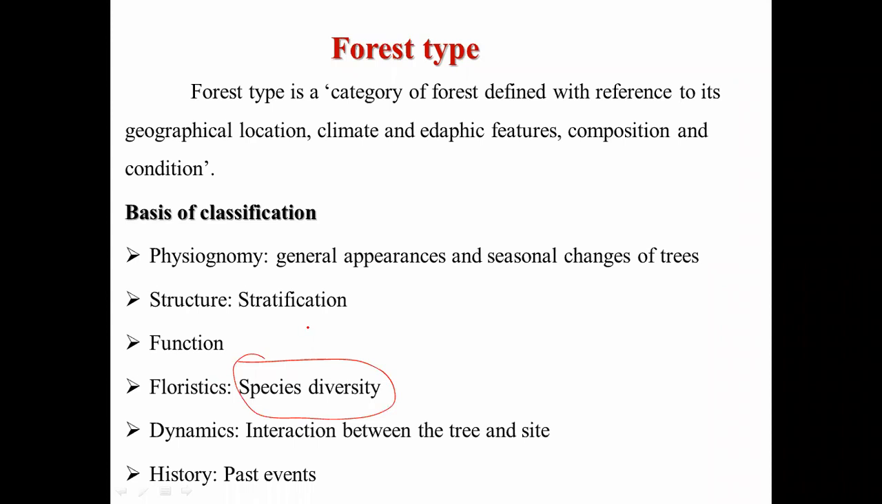Okay. So for example, if you go to the tropical forest, the species diversity will be very high. They can call it a dense forest and all those. So that is also one of the bases for the classification, the floristic. The next one is called the dynamics.